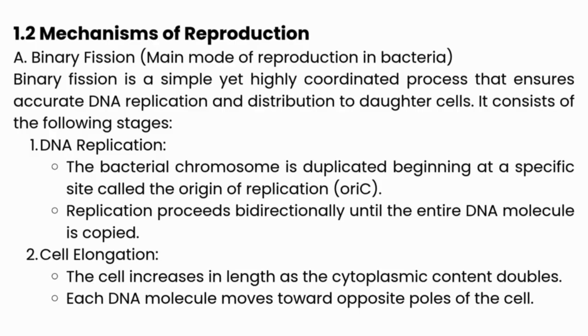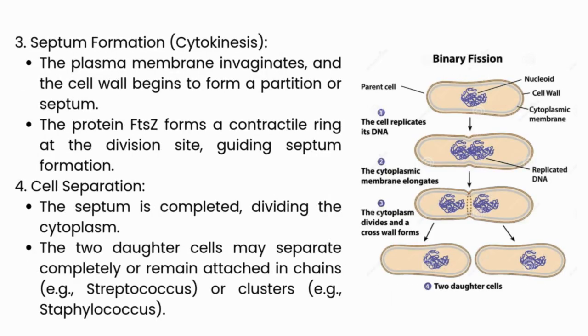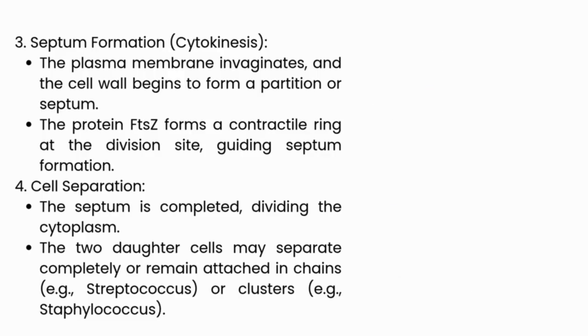Mechanisms of reproduction. Binary fission is a simple yet highly coordinated process that ensures accurate DNA replication and distribution to daughter cells. It consists of the following stages. 1. DNA replication. The bacterial chromosome is duplicated beginning at a specific site called the origin of replication. 2. Cell elongation. The cell increases in length as the cytoplasmic content doubles. 3. Septum formation, cytokinesis. The plasma membrane invaginates, and the cell wall begins to form a partition or septum. The protein FtsZ forms a contractile ring at the division site, guiding septum formation. 4. Cell separation. The septum is completed, dividing the cytoplasm.